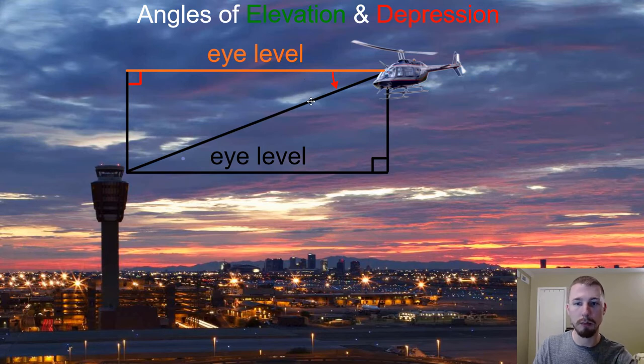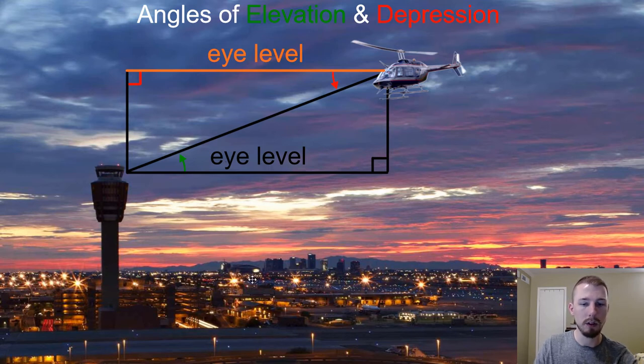so it's like depression. Then at the same time, from the air traffic control tower, from his eye level, he would look up to see the helicopter. That would be what we call an angle of elevation. So angle of depression looks down from eye level, angle of elevation looks up from eye level. Now you'll notice these two eye levels are going to be parallel lines.